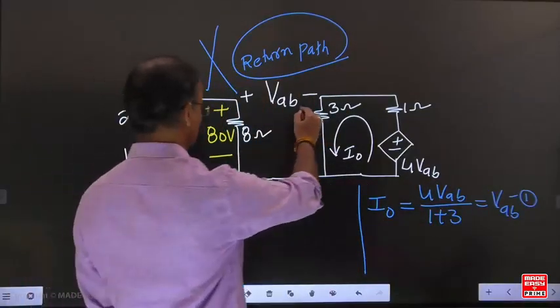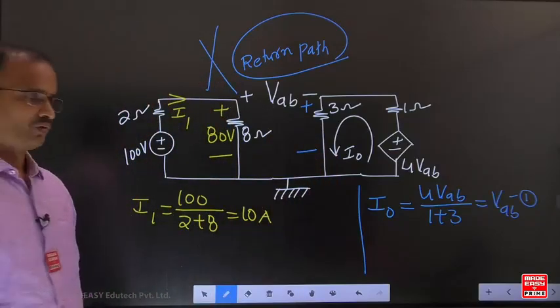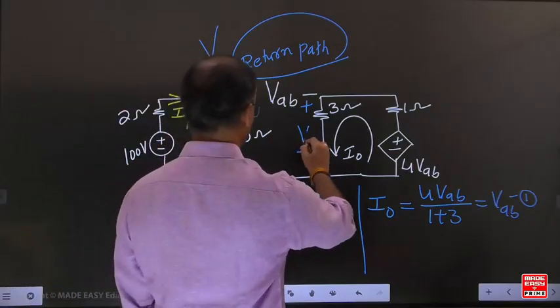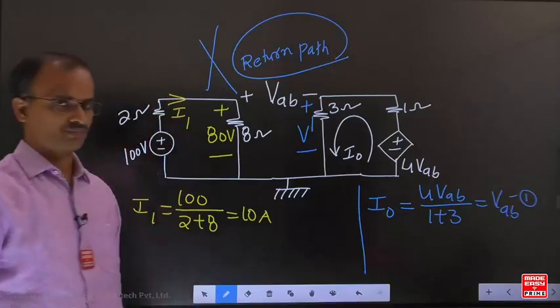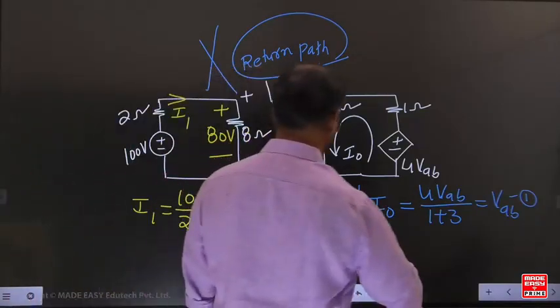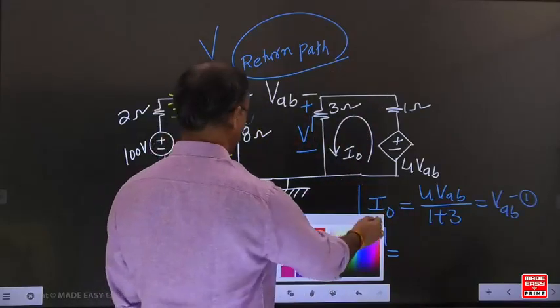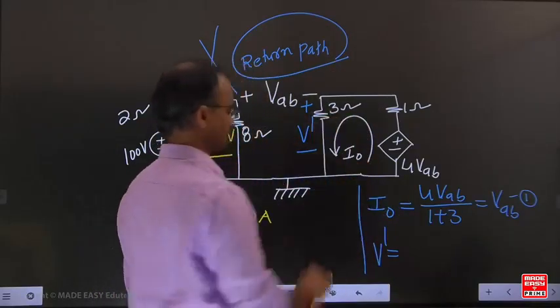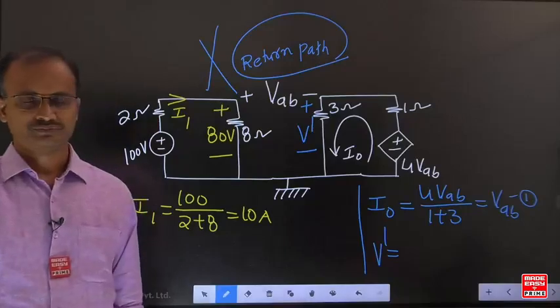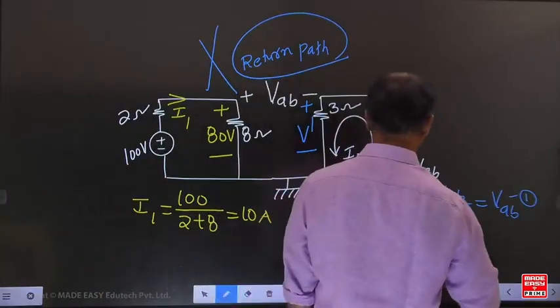In this example, wherever the current is entering, there is positive, the other one is negative. Voltage across the 3 ohm, let us name it V dash. V dash equal to, how much current is going? I0 current, resistance is 3. What is V dash equal to? 3 I0.